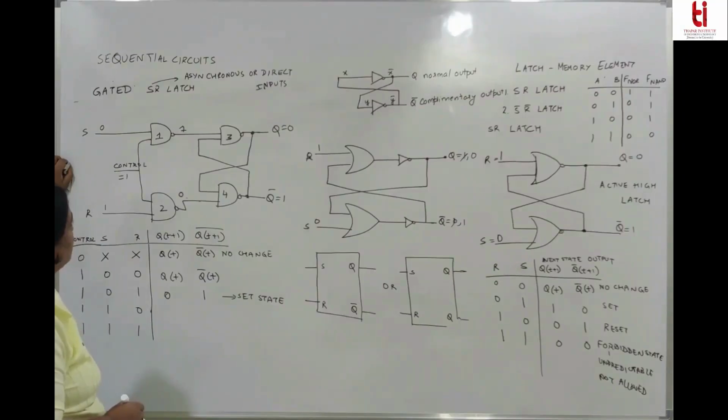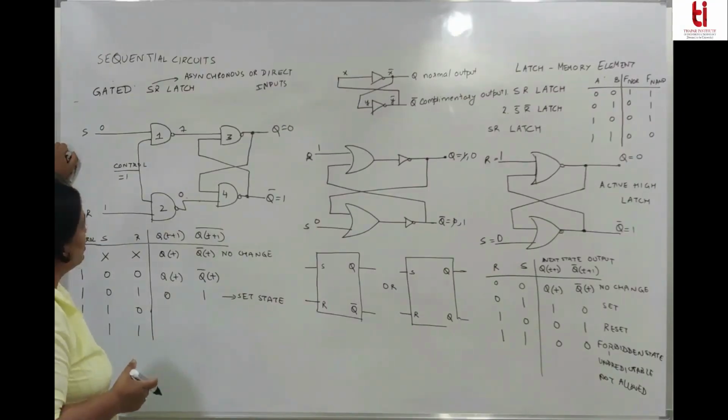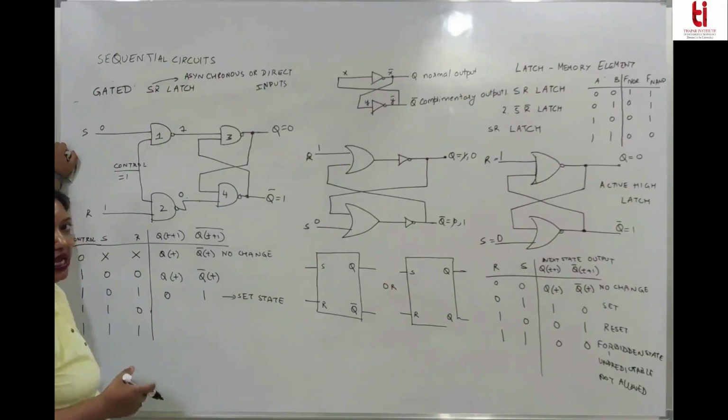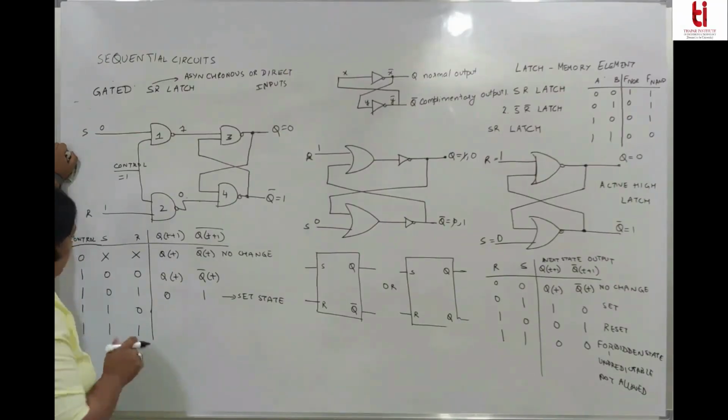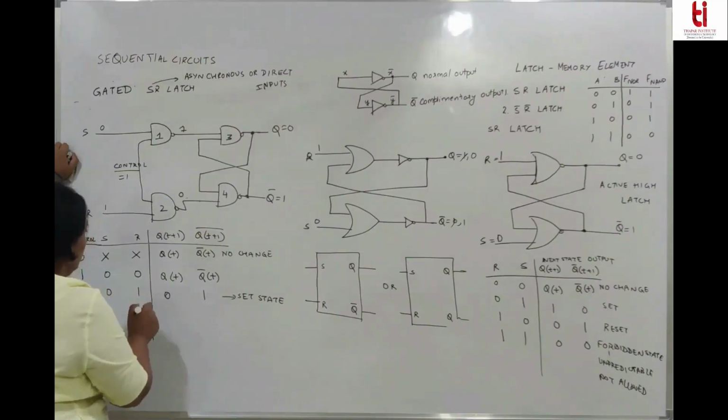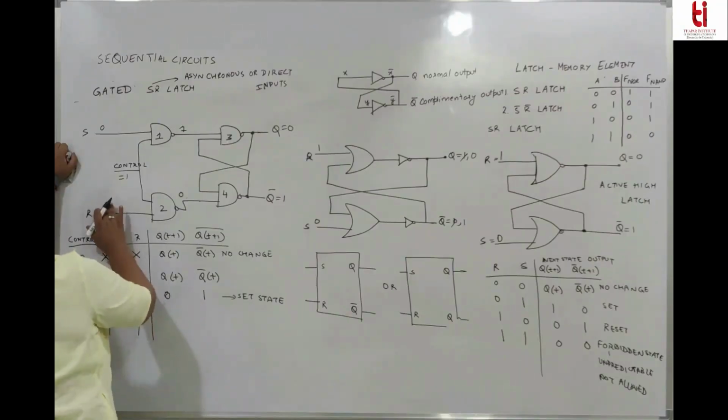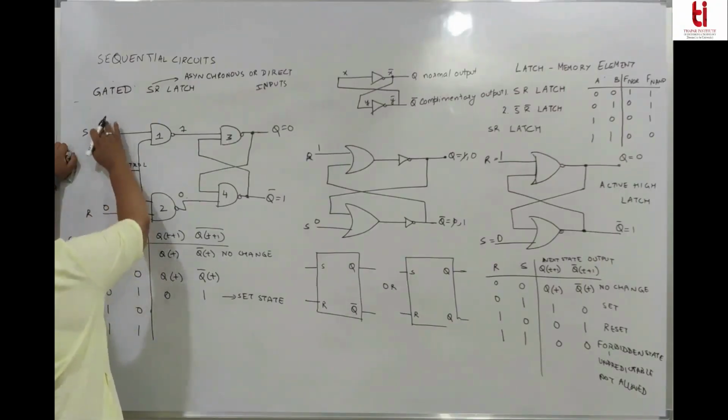So here you can say it's a latch which is being controlled by the control signal or enable signal, and when that signal is active, then only it will show the output. Otherwise its output remains unchanged. So this is 1. If it is the other way around, R is 0 and S is 1.